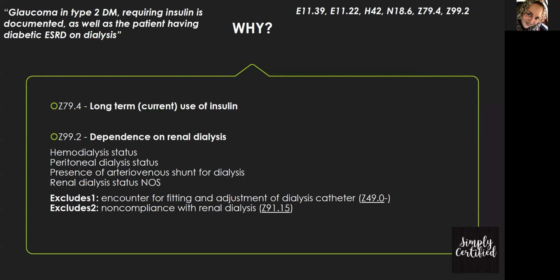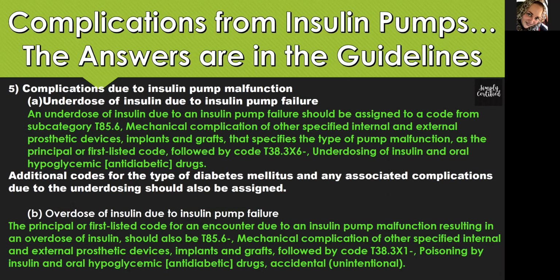All right, next we're going to code the long-term current use of the insulin. Our guidelines have told us to. Our coding instructions on at least 2 codes have told us to. And next, we're going to code the dependence on the renal dialysis. Our guidelines also tell us to do that, and so do our coding instructions, because this patient does have ESRD and they are on dialysis. It's documented. Under the dialysis code, you can see some types of dialysis that are included and some excludes notes, which is really interesting. So that is why you sequence the codes that way.